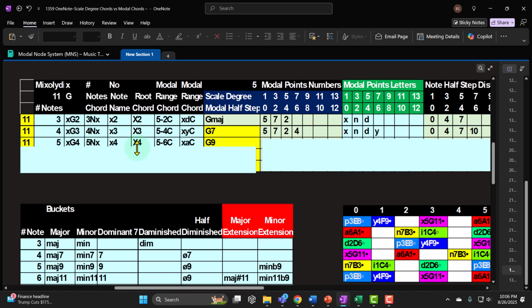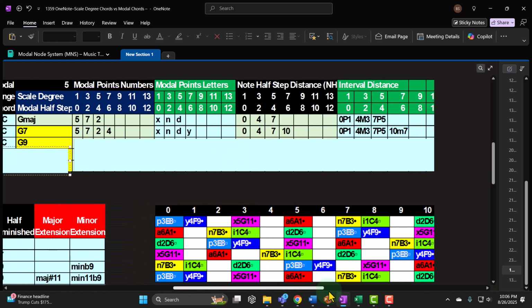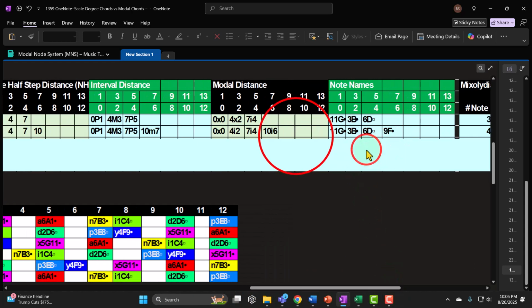All right, modal range chord. All right, let's do the next one.